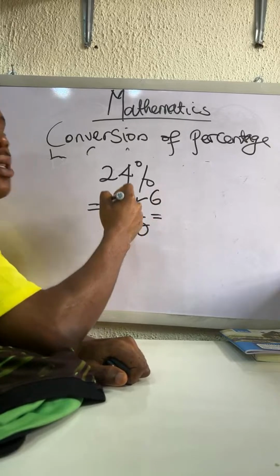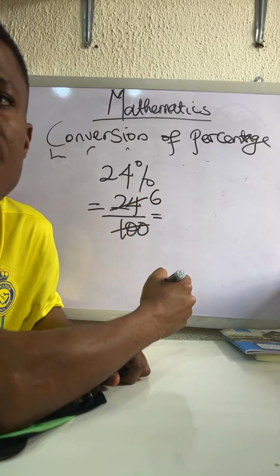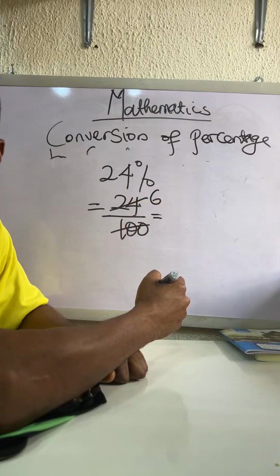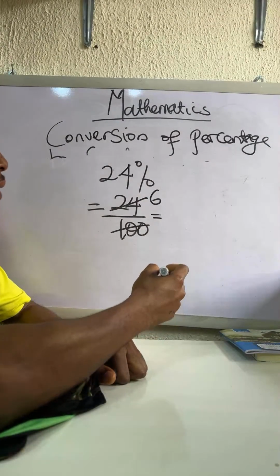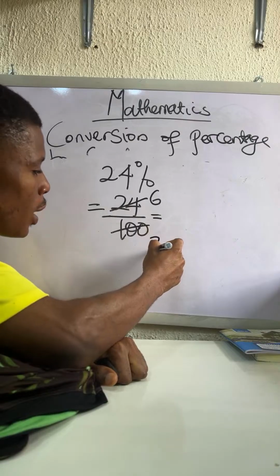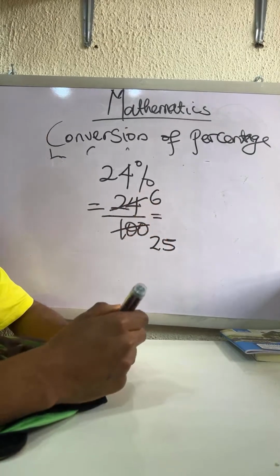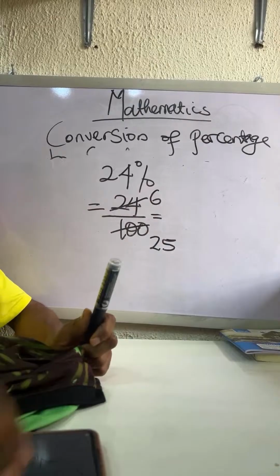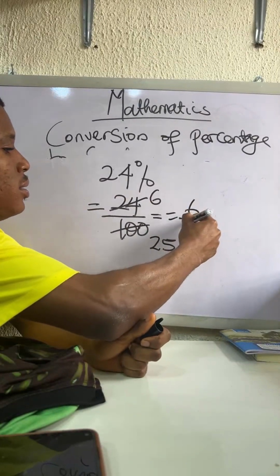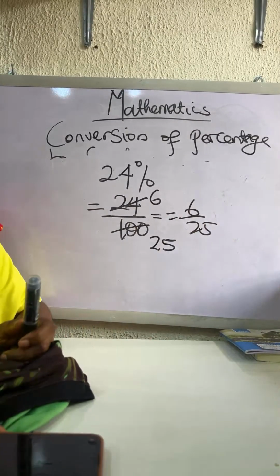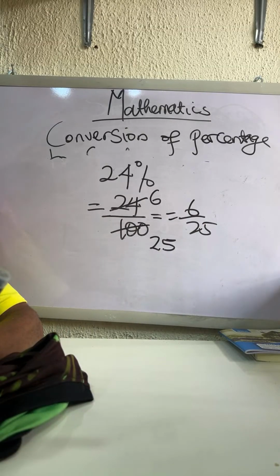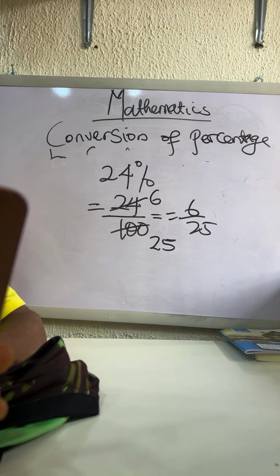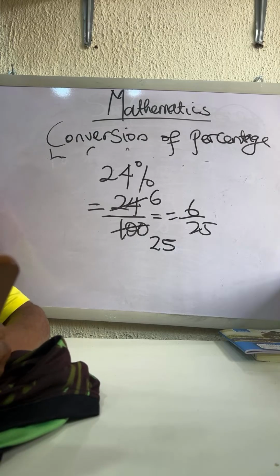And when 4 divides 100, what do you get? You are going to get 25. So the answer becomes 6 over 25. Are you getting it now? So this is the easiest way to convert percentages to fractions. It's very easy. All you need to do is simple.